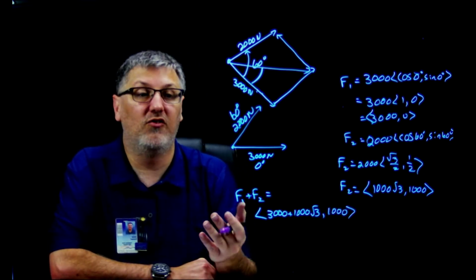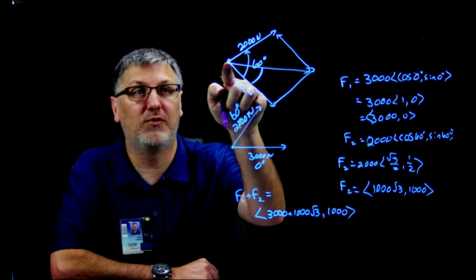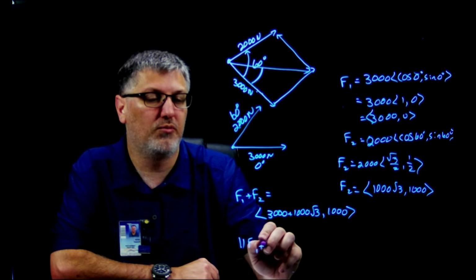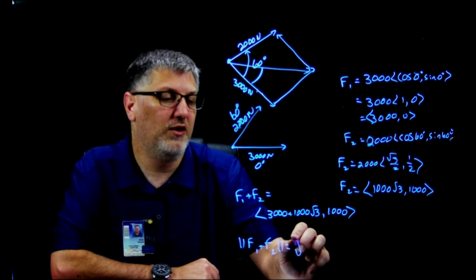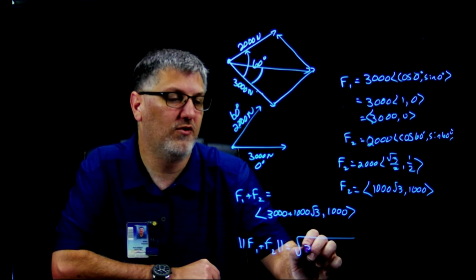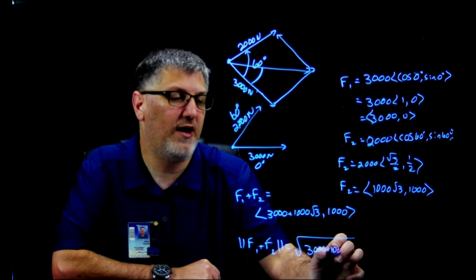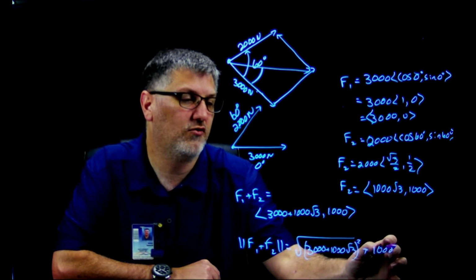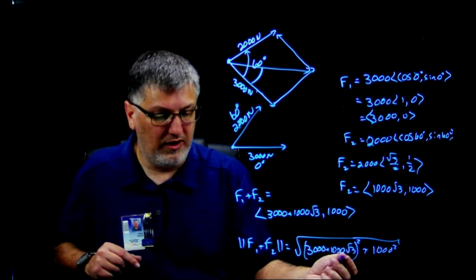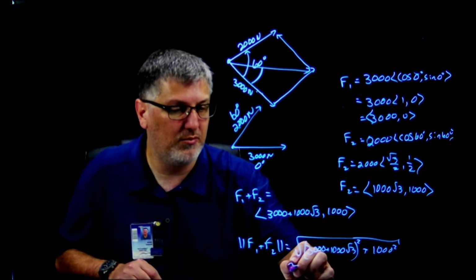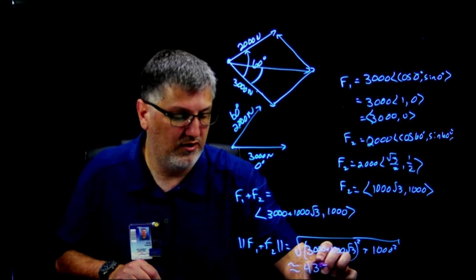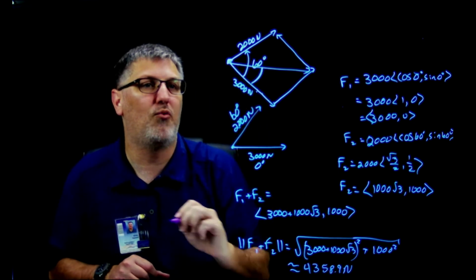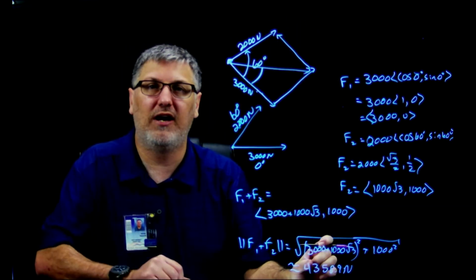Now, let's find the magnitude. The magnitude will tell me the actual amount of force being applied to this particular point. So all I do is the magnitude of force 1 plus force 2 is going to be the square root of my x component, 3,000 plus 1,000 square root of 3, quantity squared, plus 1,000 squared. And when you do that, you're going to get approximately 4,358.9 newtons. So that's how much force is actually being applied to that point by these two different vehicles pulling it. They're at a 60-degree angle.